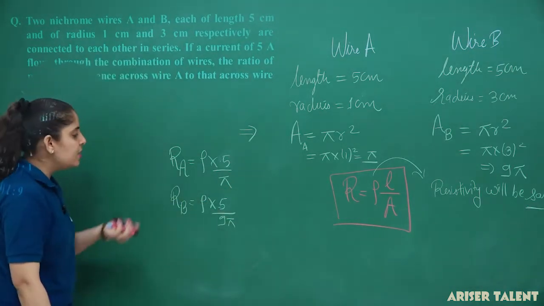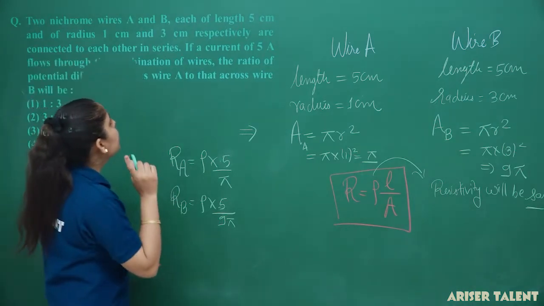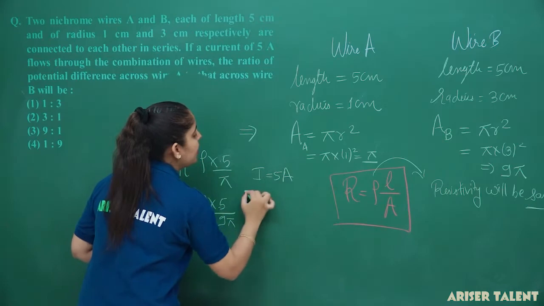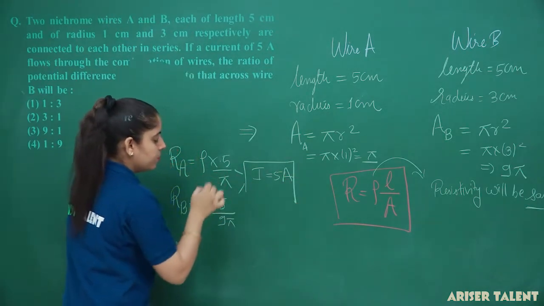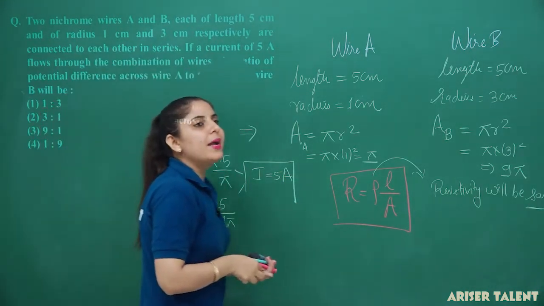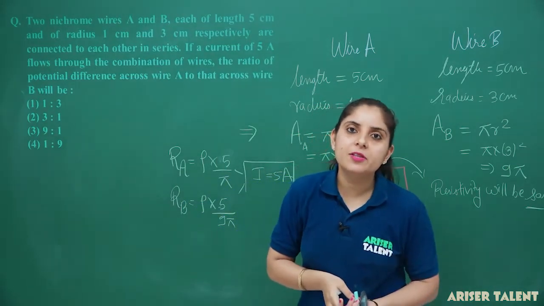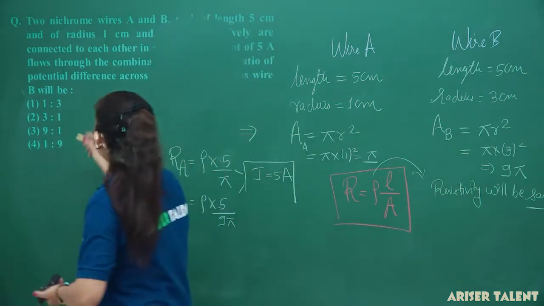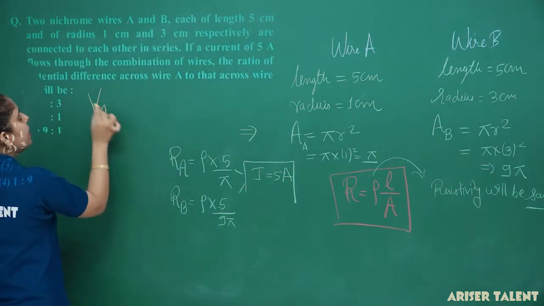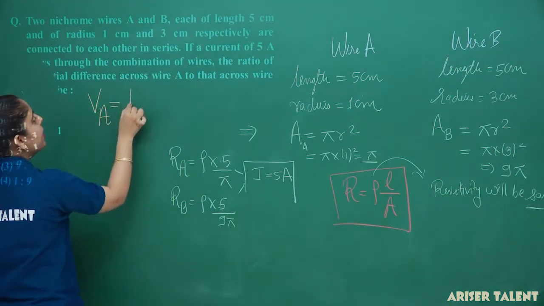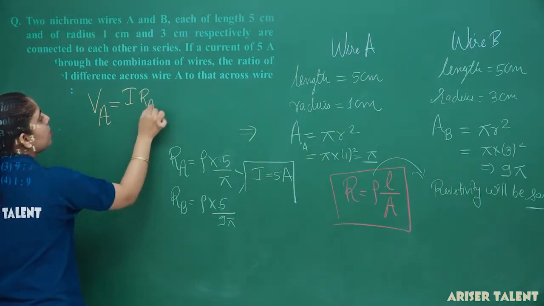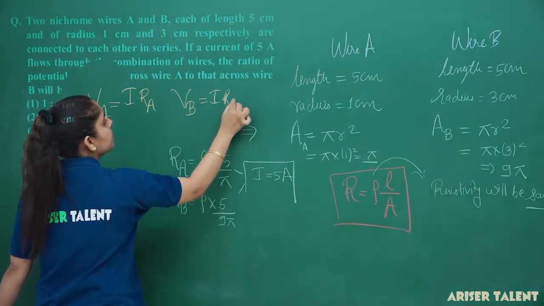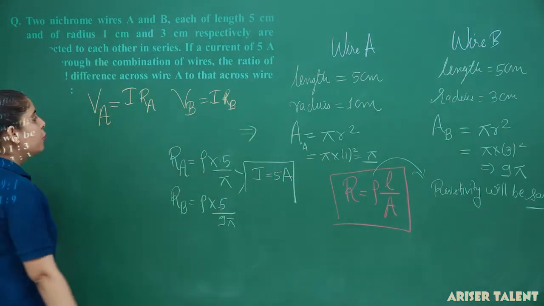So, this is the resistance of both the wires and the current of 5 ampere is flowing in the circuit. So, current 5 ampere is common for both. Now, what you have to determine, you have to calculate the potential difference of point A and B and their ratios also. So, the potential of the wire A, VA, came out to be I RA. And for wire B, it came out to be I RB.